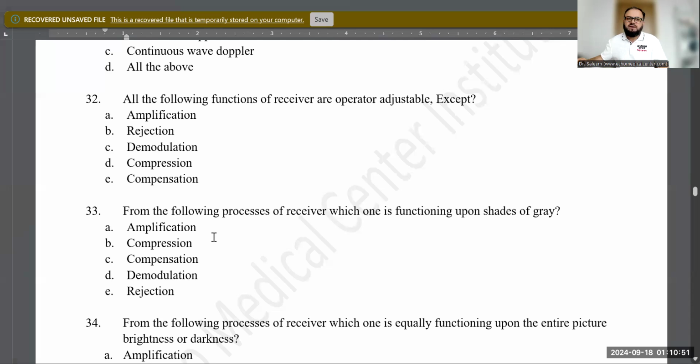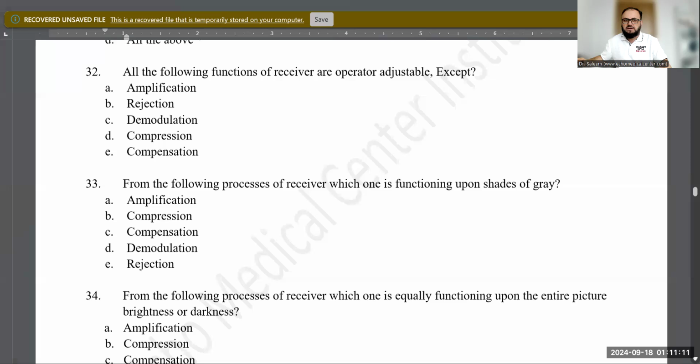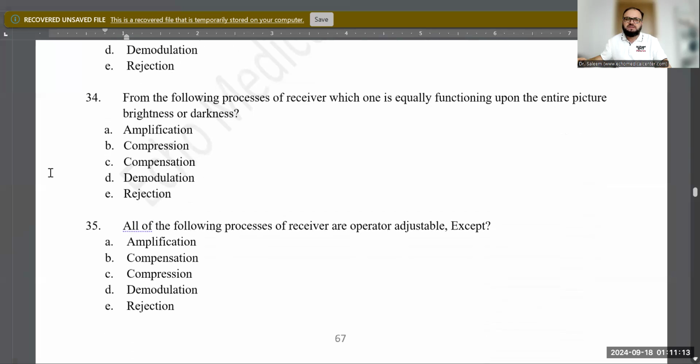Okay, from the following processes of the receiver, which one is functioning upon shades of gray? I think it's a repeat question. Like which one changes the shades of gray? Let me make it this way. B, correct. Compression, absolutely. Dynamic range, that is correct. Absolutely.